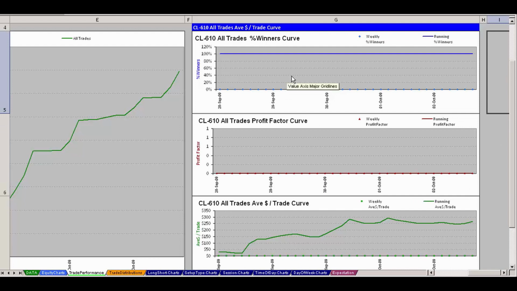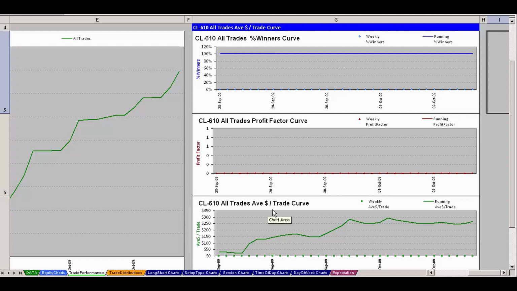Okay, well, we know from looking at the data tab, we had 100% winners. Sure enough, over 1, 2, 3, 4, 5 days, this graph just validates we had 100% winners. It also validates that we have no profit factor that we can calculate because we had no losers, so the formula won't calculate anything. And then we can look at the average dollars per trade.